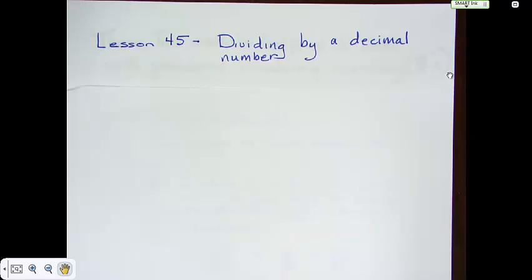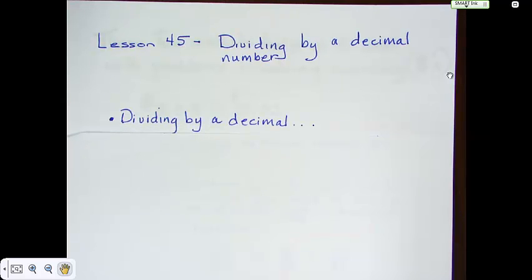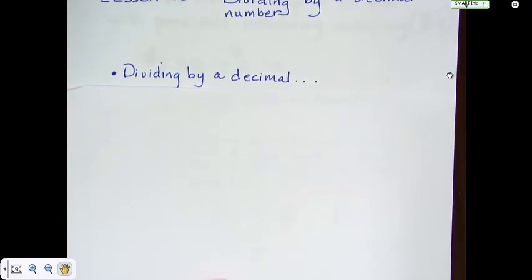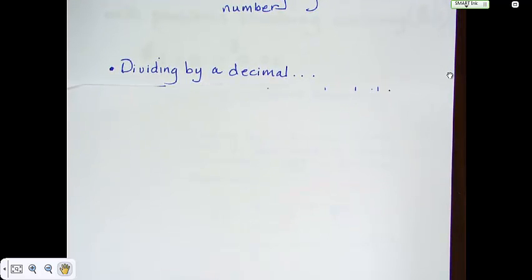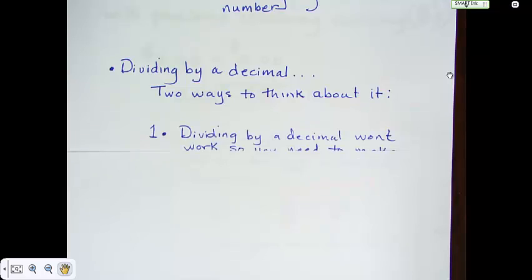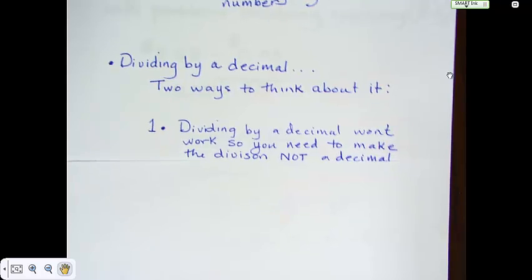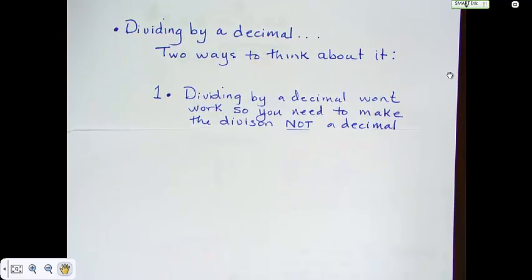Today we're going to have a very short lesson on dividing by a decimal number. There are really two ways to approach dividing by a decimal number. The first way is we need to think about the fact that we don't like to divide by decimals. So we have to make both numbers, well, we have to make the divisor anyway, not a decimal.